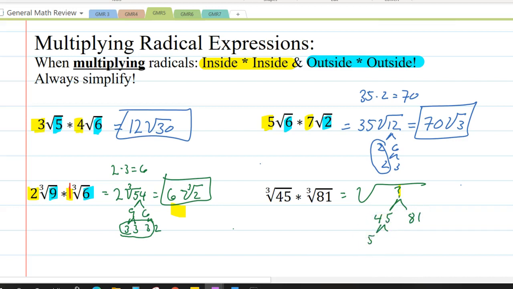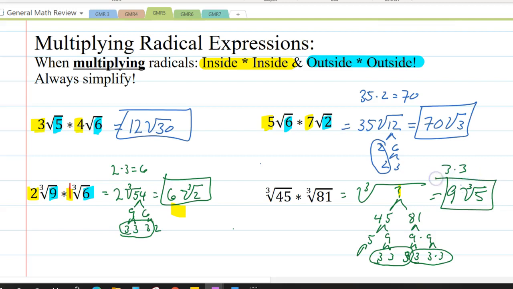Well, 45 breaks up into 5 times 9. 9 breaks into 3 times 3. 81 breaks into 9 times 9. 9 is 3 times 3, and 3 times 3. So let's see if I can take anything out. This is a cubed root, so I need 3 of the same number. I have one set of 3 right here, and I have another set of 3 right there. I have 2 sets of 3 that I can take out. So that means I'm going to take out 3 times 3 is 9. I have a cubed root of 5 left over. And that is my answer.